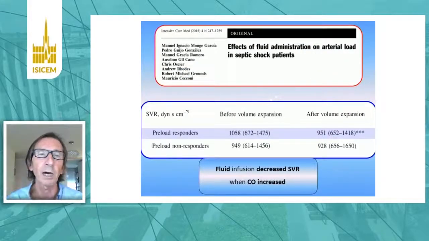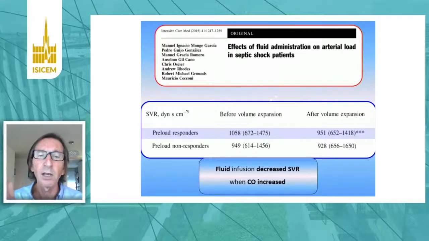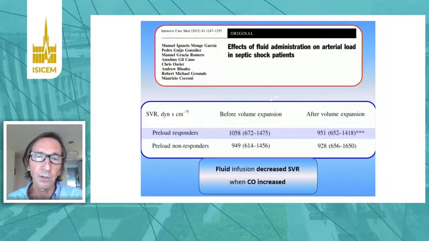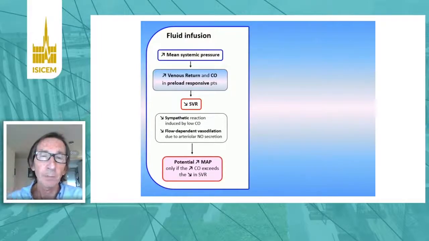And this is well illustrated by this paper from the team of Maurizio Cecconi, and they looked at the effect of volume expansion in preload responders, patients who increase cardiac output after volume expansion, and preload non-responders. As you can observe, SVR decreased only in patients who increase their cardiac output after fluid infusion. So SVR decreases. What about MAP? MAP can increase only if the increase in cardiac output exceeds the decrease in systemic vascular resistance. So it is not always the case, of course.